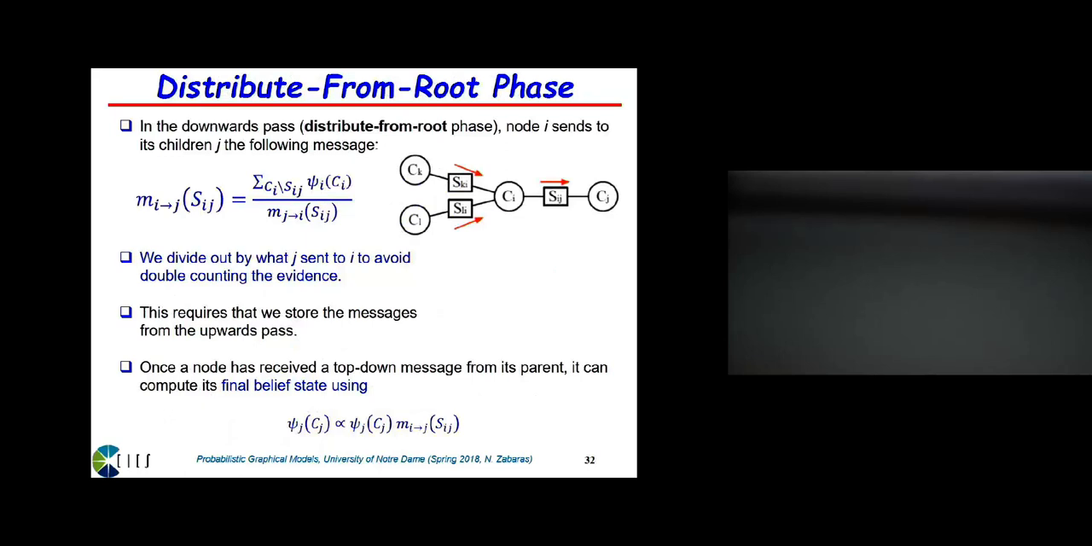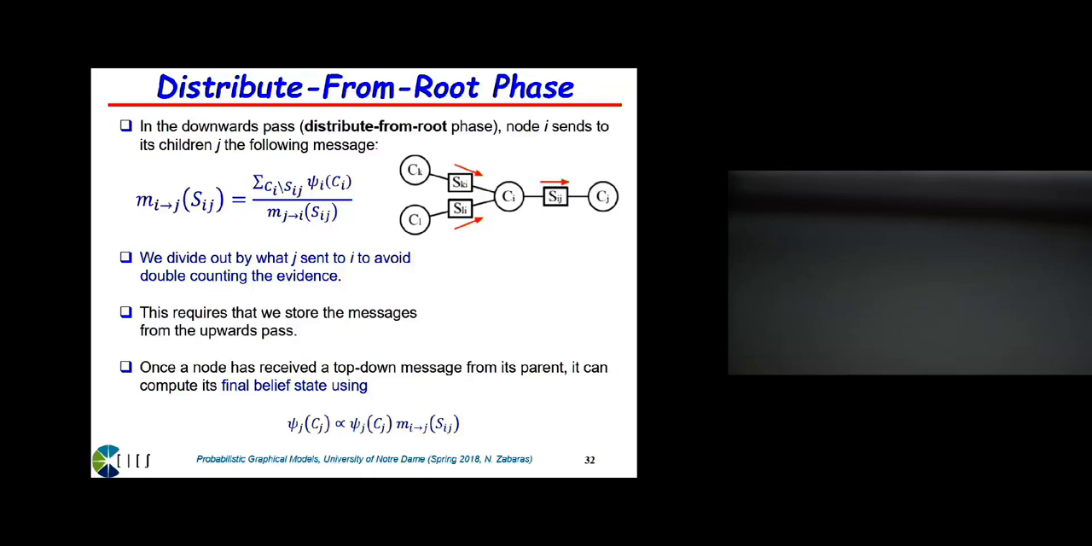So we send messages from I to J, and because this is an iterative process, we need to update the messages, basically the separator potentials. Look at this equation carefully, and try to give some physical meaning to what it says. Effectively, this is sort of a definition. You can think of this as the updated potential of the separator Sij.